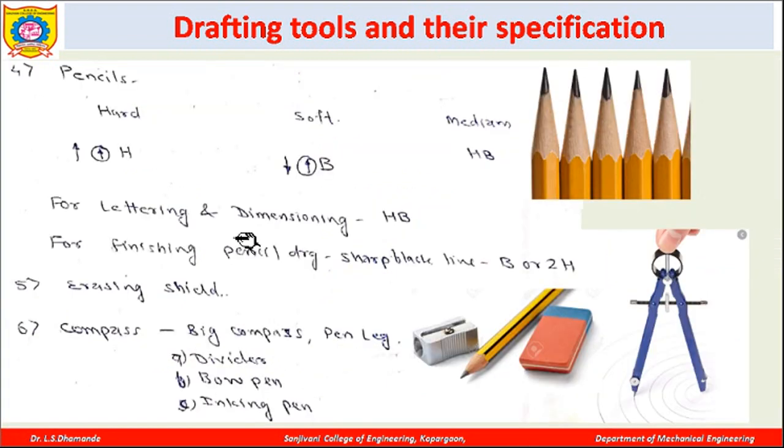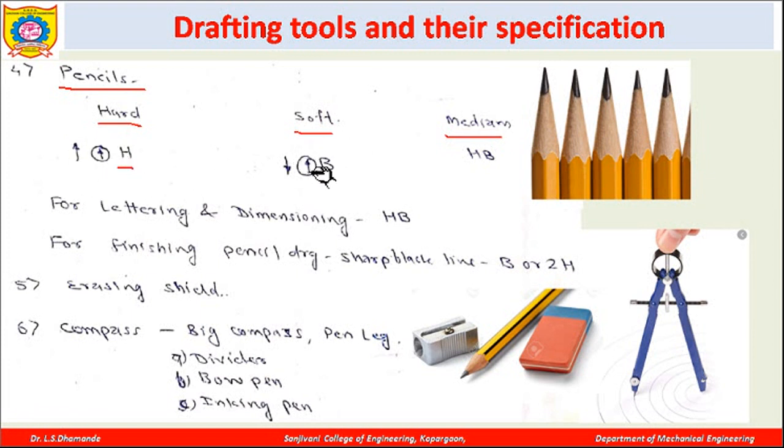At the same time, the most important thing is the requirement of pencils. There are different grades of pencils. One is called the hard pencil, another is the soft one, and the third is the medium one. Hard pencils are specified with a grade H. This is the designation generally provided for the hard pencil. These hard pencils are specified with a certain number, like 2H, 3H. As the number increases, the hardness increases.